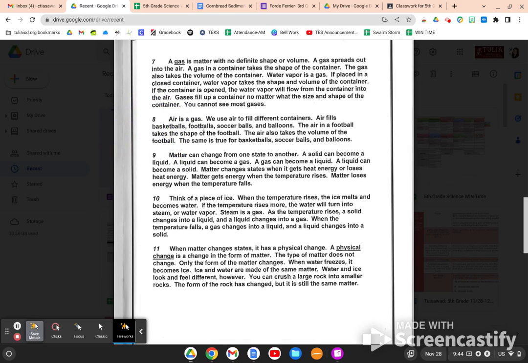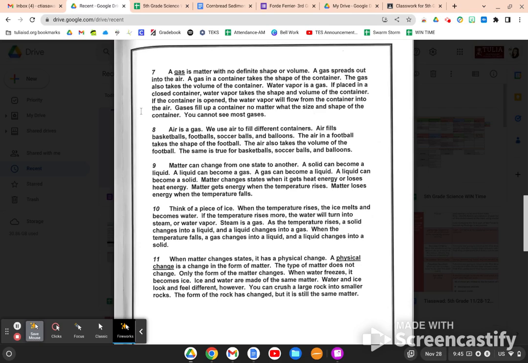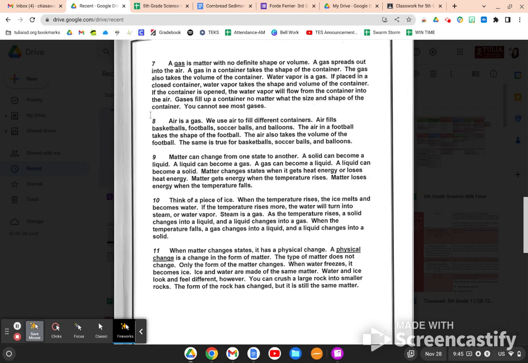Paragraph 7. A gas is matter with no definite shape or volume. A gas spreads out into the air. A gas in a container takes the shape of the container. The gas also takes the volume of the container. Water vapor is gas. If placed in a closed container, water vapor takes the shape and volume of the container. If the container is opened, water vapor will flow from the container to the air.